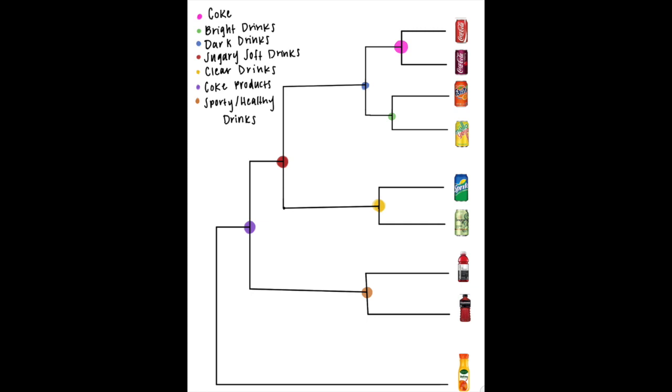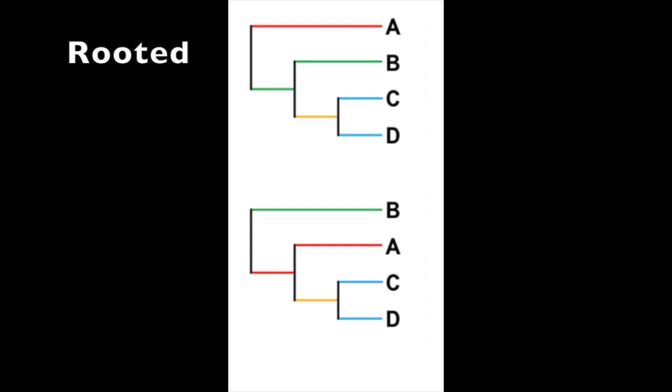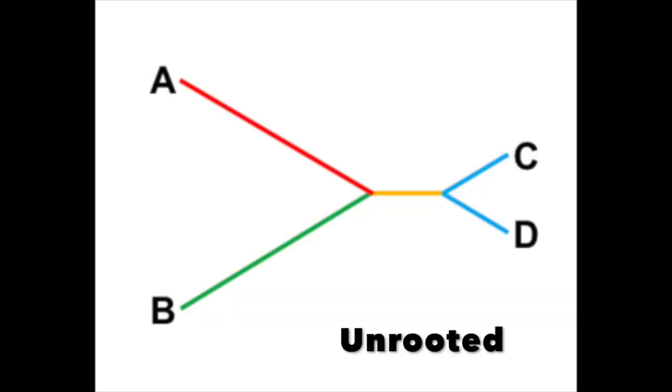My tree is an example of cladogenesis because there are multiple new groups of beverages that diverge from one parent species, Coke. Phylogenetic trees can be rooted or unrooted. Rooted trees have a common ancestor, whereas unrooted trees do not. The outgroup, the earliest OTU to diverge, roots the trees such that all other OTUs share a common ancestor. In unrooted trees, we do not know the order of when certain OTUs diverged.